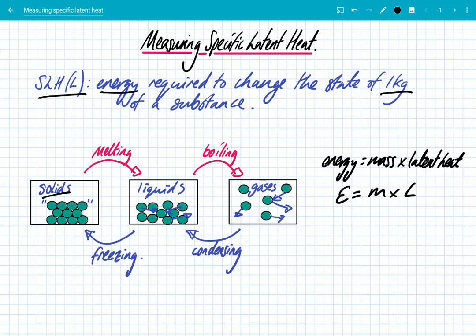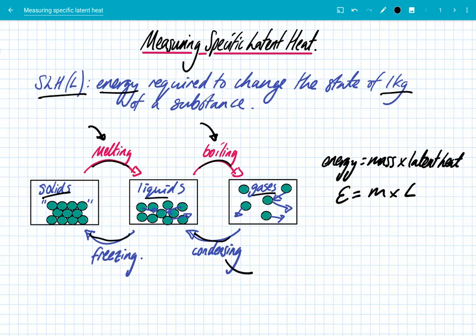We've got solids, liquids, and gases. And we have the changes of state. So going from a solid to a liquid is melting. Going from a liquid to a gas is boiling. If we go from a gas to a liquid, it's called condensing, and from a liquid to a solid, it's freezing. If we're melting something, we have to put energy in. If we're boiling something, we have to put energy in. And this is to increase the spacing of particles and to increase the potential energy that these particles have.